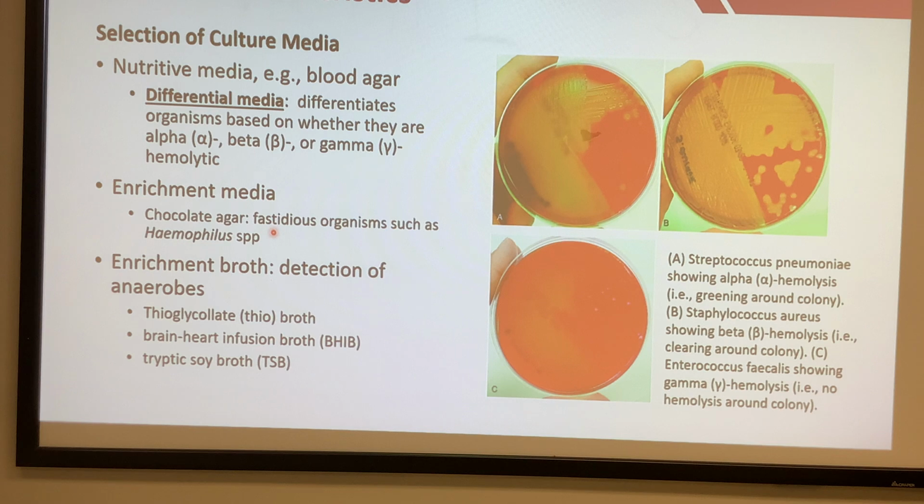It's because you added something on the agar to make it chocolatey color. So this is to help you grow fastidious organisms, for example, Haemophilus, okay? Sometimes this sheep blood agar won't be enough to grow a lot of organisms, so you're gonna add something extra to support the fastidious. Enrichment broths are sometimes used for the detection of anaerobes, like TSB and stuff.